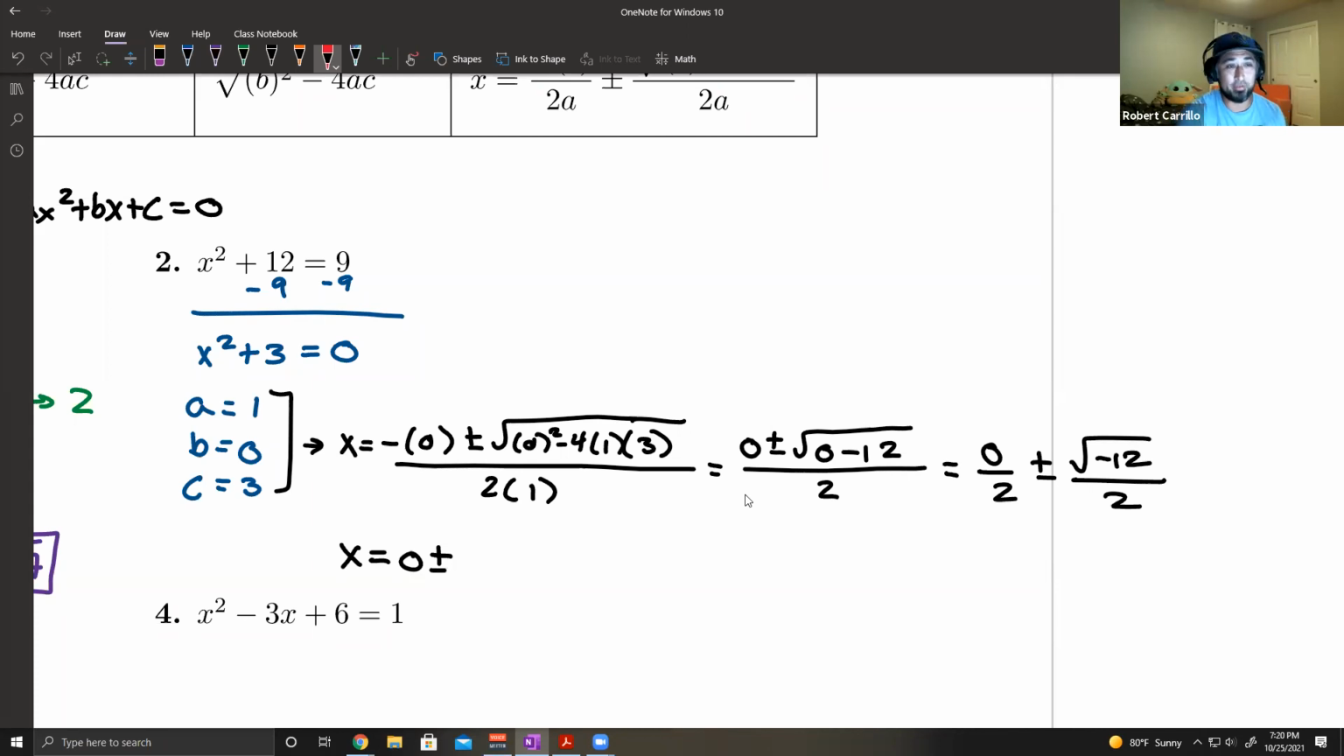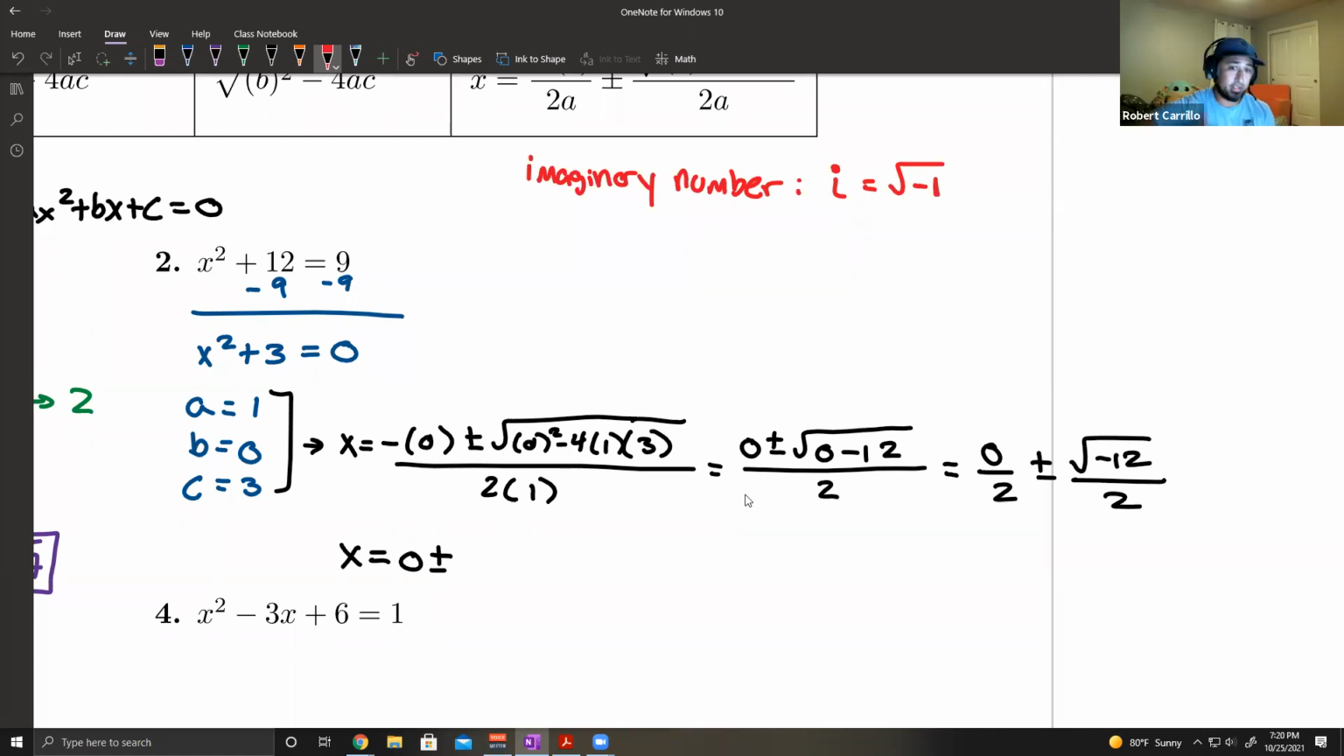If you've never seen imaginary numbers, cool. If you've seen them, but it's been a while, cool. You will only get imaginary numbers if you take the square root of a negative number. An imaginary number is known as i, and i is the square root of negative 1. So this is what happens when you square root a negative: you get an imaginary number that's known as i.